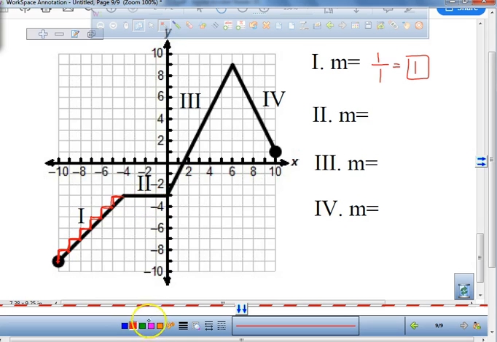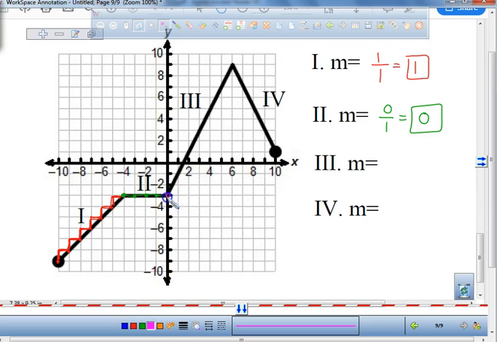Okay? Now, I'm going to change colors here. Going green. Got a point right here, right here, right here, right here. So right now, I'm going to go up nothing, over 1. Up nothing, over 1. Up nothing, over 1. So how much should I go up? 0. How much should I move to the right? 1. What's 0 over 1 equal to? 0. That's why this is a slope of 0.